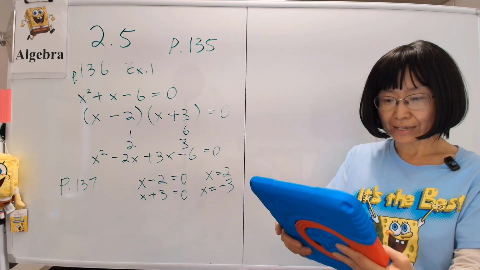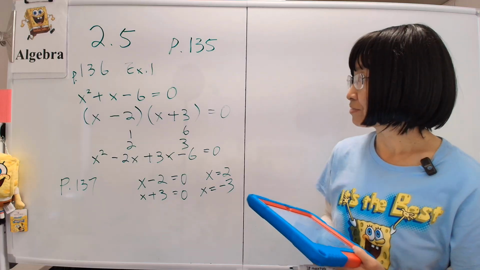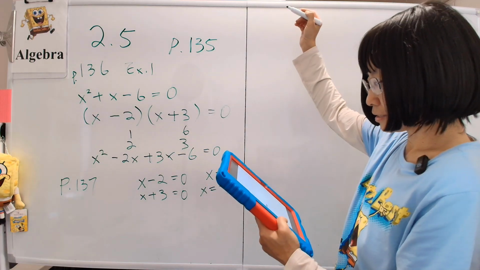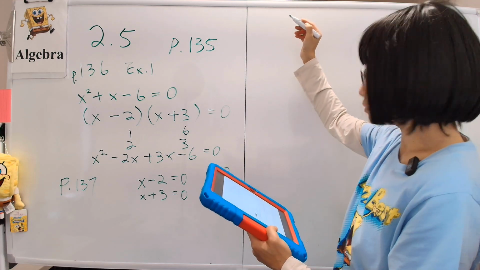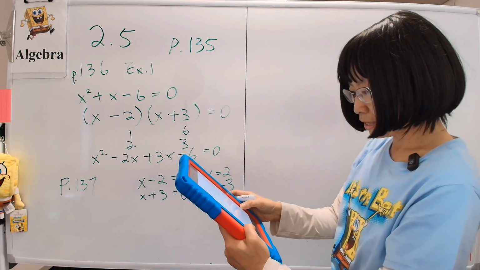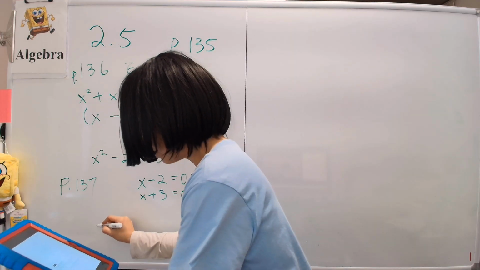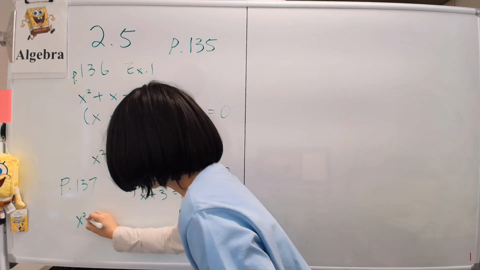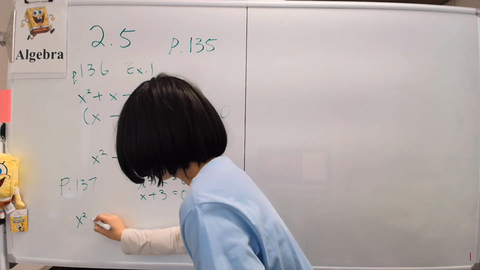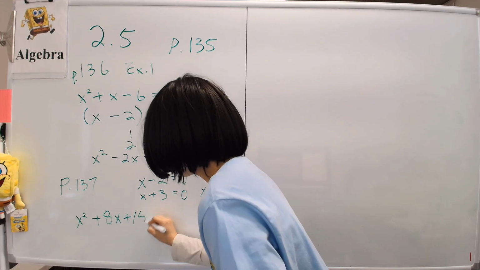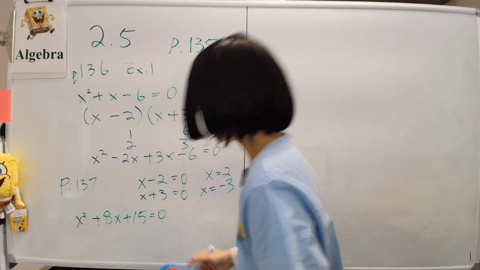Now, let's look at example 2, which is the same thing. We are going to solve a quadratic equation. I will write it down here. So example 2, we have x squared plus 8x plus 15, and that equals 0.